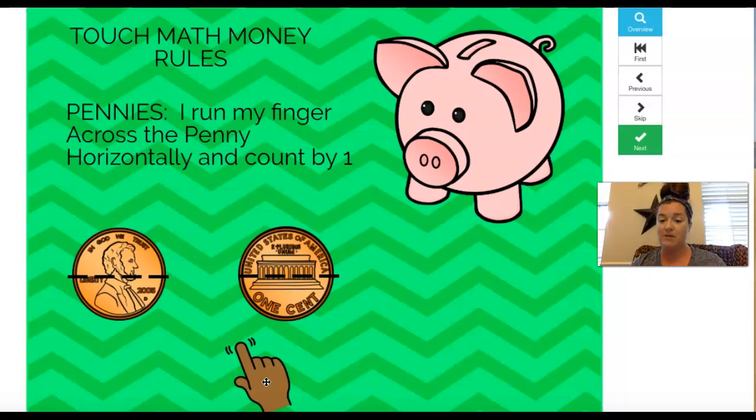So when we're counting pennies, pennies are only worth 1 cent. So I run my finger across the penny horizontally and count by 1. 1. Because a penny is worth 1 cent. Okay? Remember that with pennies, we're going to count by ones because they're only worth 1 cent.